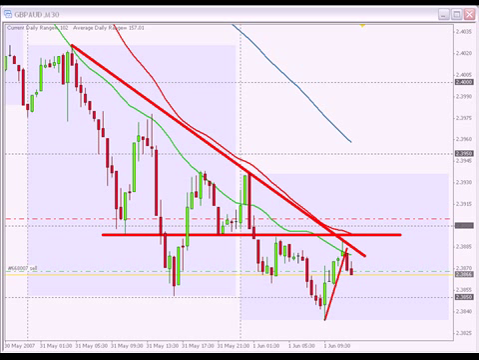Just a quick update to let you know that I've triggered my sell order on the GBP Australian dollar 1 minute ago. So you can see that's my entry level right there. I've just triggered. Let me zoom into the 5-minute chart.